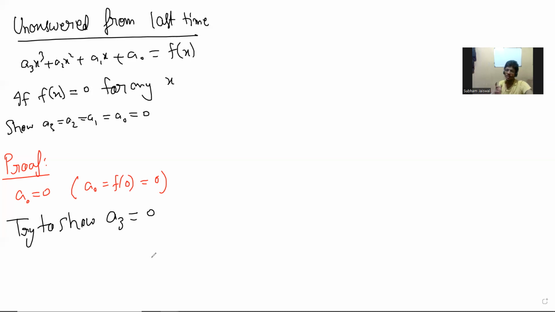So again, the hint. See why I'm saying a3 must be 0 is because the idea is, okay, let's say that a3 is positive. Okay? So let's say that a3 is positive. And what does this imply? What does this imply when the value of x is very, very large?